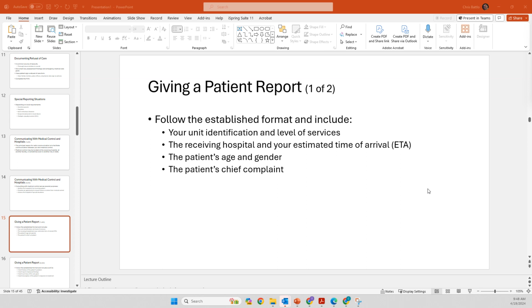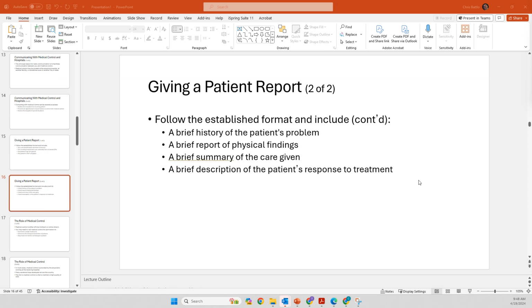All right, let the receiving facility know how far out you are. Patient's age, gender, chief complaint, just like we talked about a second ago. Brief history of the problem, brief physical findings, and a brief summary. If they want more detail, nine times out of ten they'll ask you for it. If you've done some kind of treatment, how did the patient respond to that treatment?